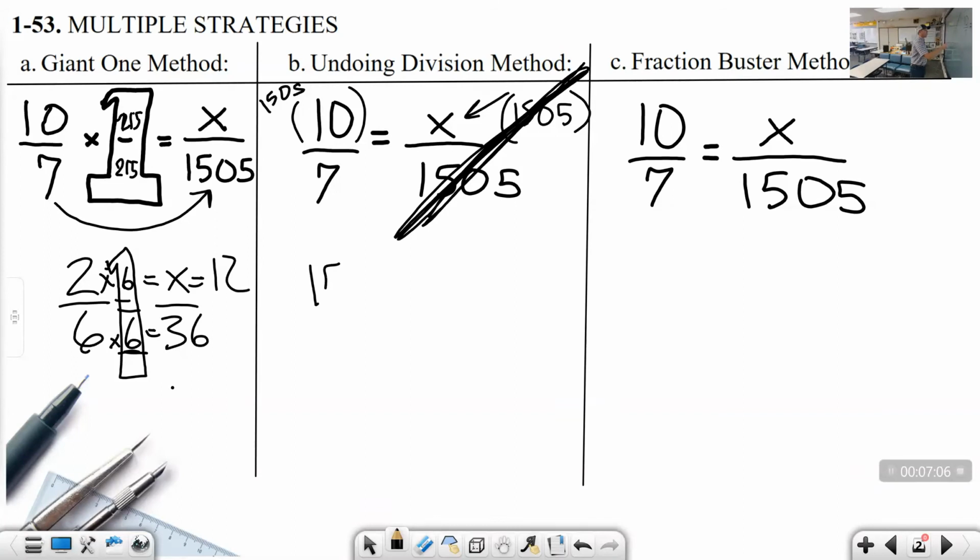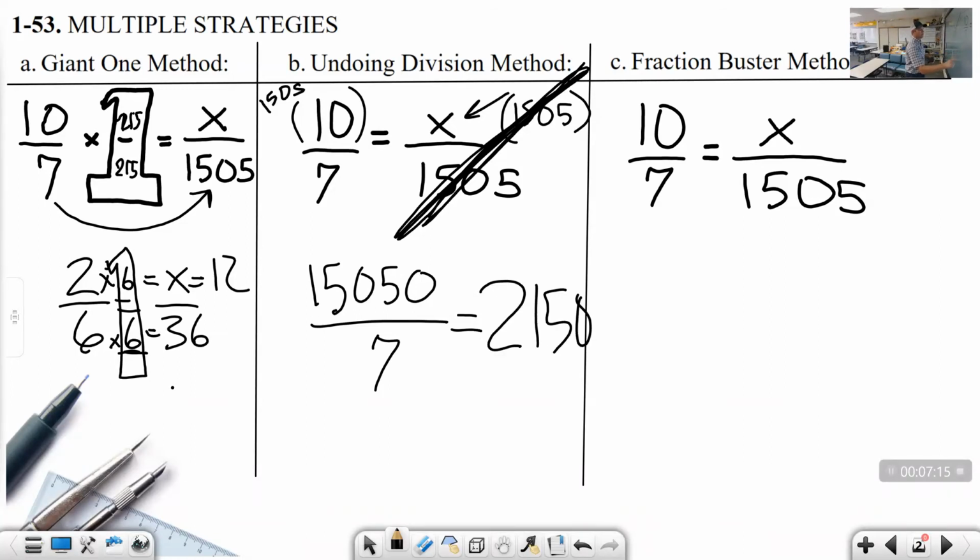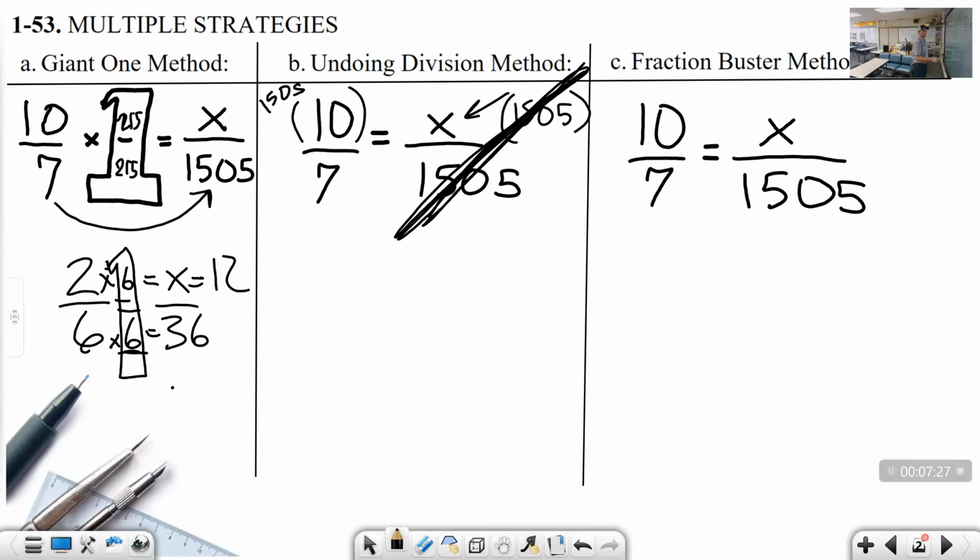Okay? And once we do this math, we can go ahead and say that's 15050 divided by 7 equals 2,150. Right? This is the type of math that, notice, all these numbers keep reoccurring because it's the same problem in a different way.